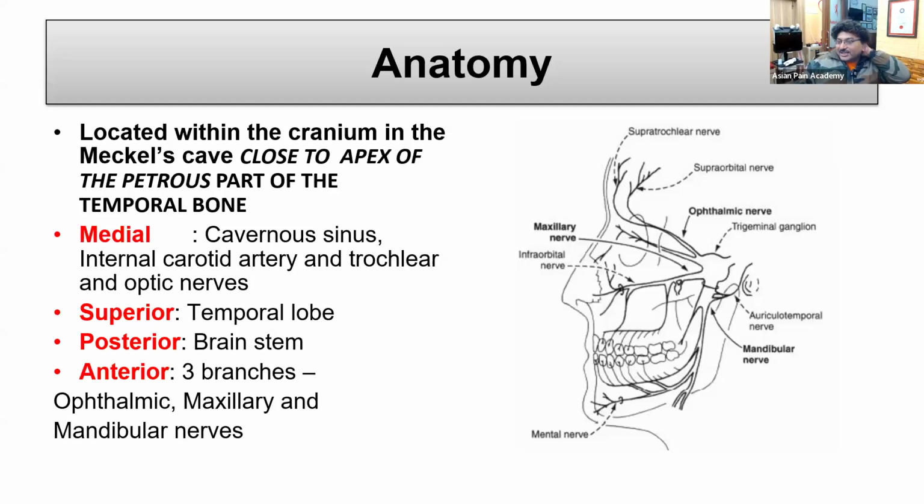If you do not understand by looking at the slide and by reading, it will not be possible. So, what's written in the slide? It is located within the cranium in Meckel's cave, close to the apex of the petrous part of the temporal bone. Medially lie the cavernous sinus, internal carotid artery, and the trochlear and optic nerves. Superiorly lies the temporal lobe. Posteriorly lies the brainstem. Anteriorly, it divides into its three branches, namely the ophthalmic, maxillary, and mandibular divisions.